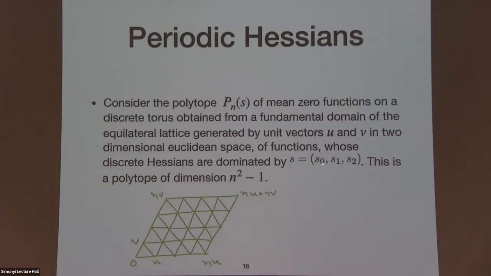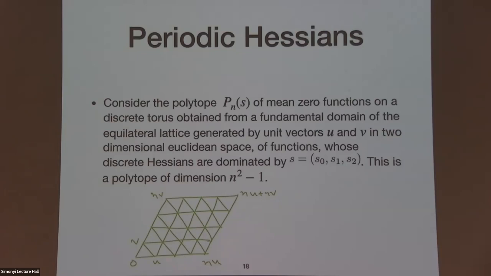So S0 is the negative of the average Hessian in one of these rhombi. S2 is the negative of the average Hessian in our second type of rhombi. And S1 is on the third. So this is not very convenient as of now.